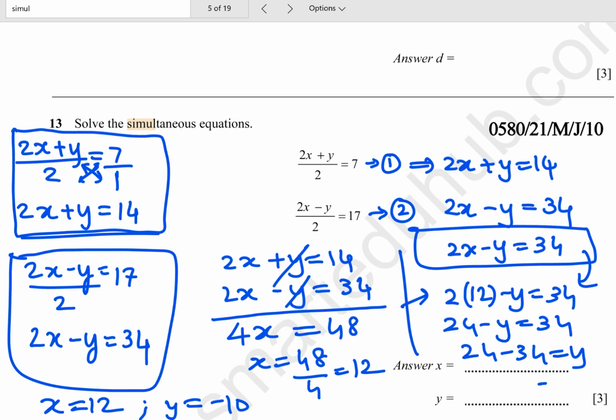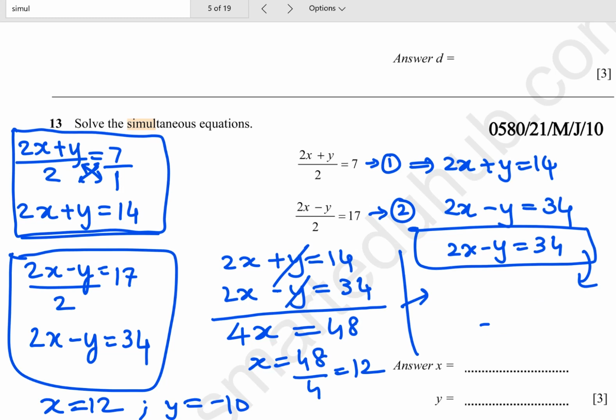See, I'm occupying more space because in the process I'm trying to explain to you in detail. In reality, I wouldn't have used so many steps to arrive at my answers, right? Okay, so now let me write my final answer. So my x equals 12 and my y equals minus 10.